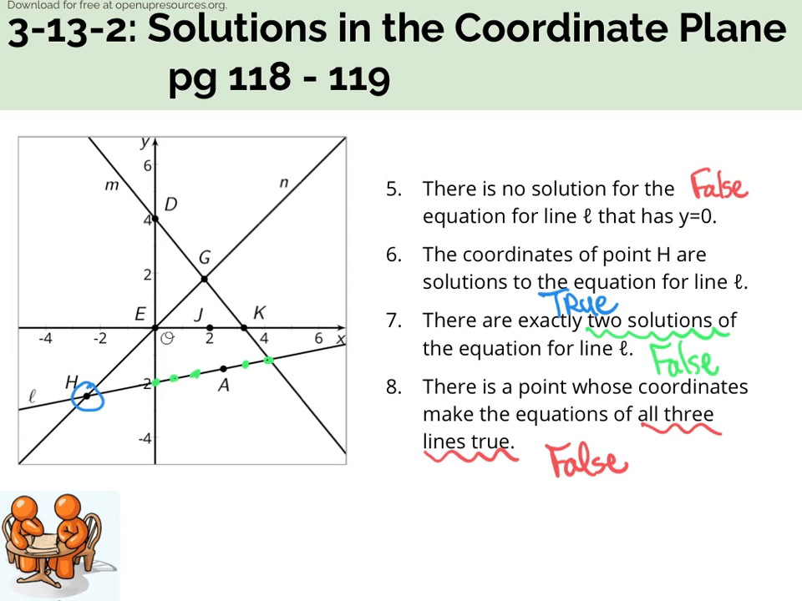Really, is there a point that's on all 3 of those lines? We're looking at line L, line M, and line N. Is there a point that is on all three of those lines? That answer is no. So is there a solution that makes it true for all three lines? No. So that is false.